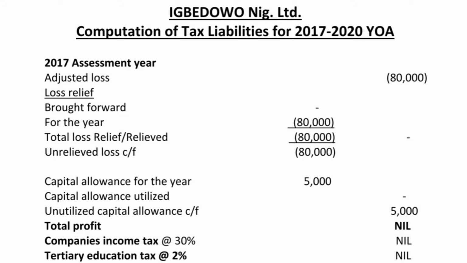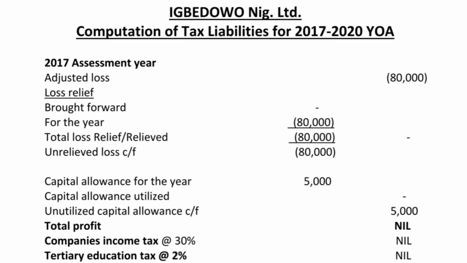So loss relief brought forward, there's nothing brought forward. Then loss for the year, you can see, is 80,000 naira. So the total loss is 80,000 naira. What can you relieve? Nothing, shown as a dash, because there's no profit. So the unrelieved loss to be carried forward is 80,000 naira. That's what you go and set off in subsequent years, right?